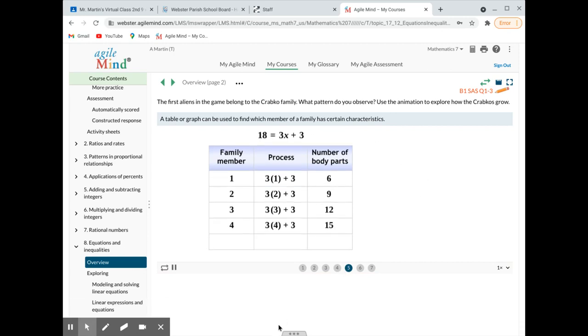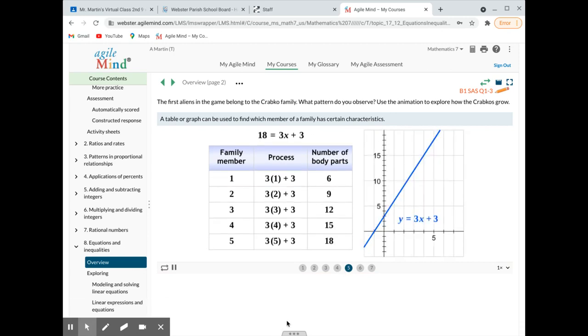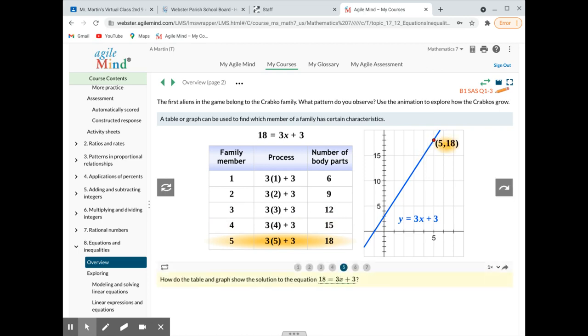So let's take a look. They say that the first one is 1 to 6, the second one's 2 to 9, the third one's 3 to 12, the fourth one's 4 to 15, and the fifth one is 5 to 18. And that's based off of y equals 3x plus 3.